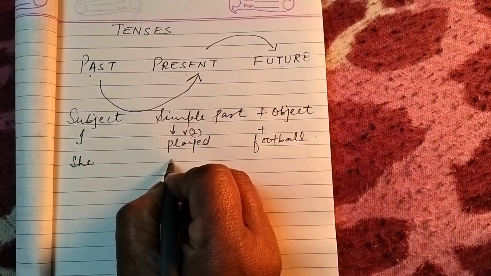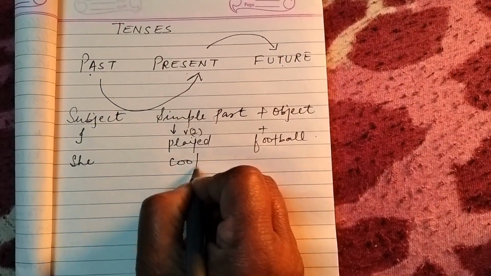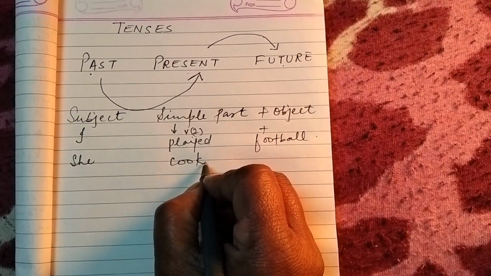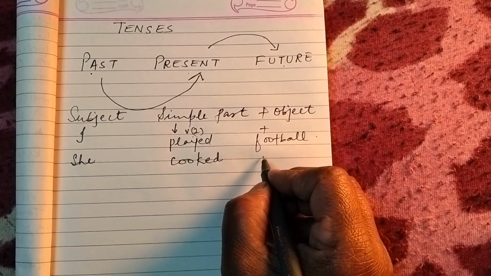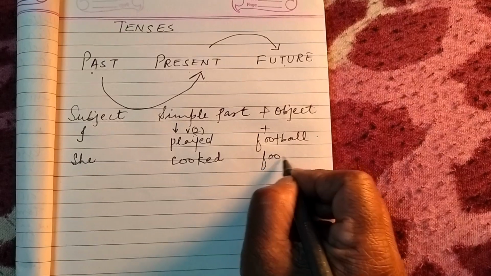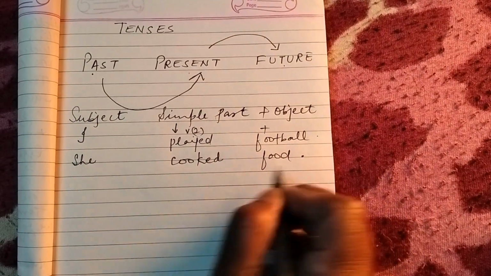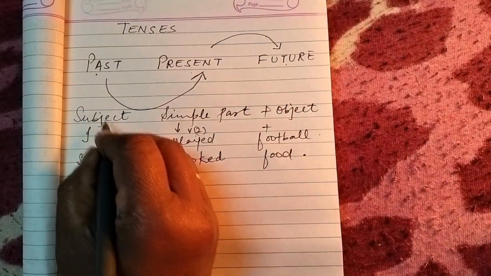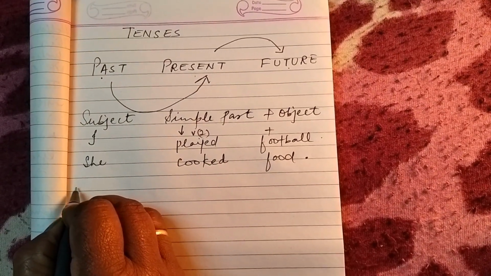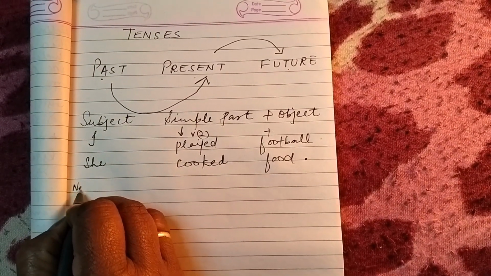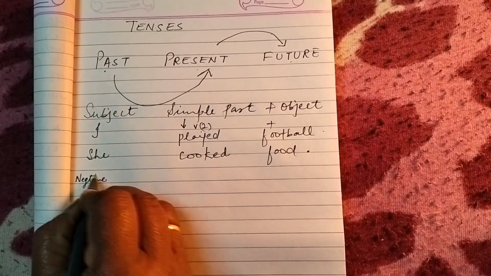She is the subject. Cook is the first form. When we put ed after that, there will be the third form. Food. So it means she cooked food. So these were the simple sentences. Now the next one is the negative sentence.